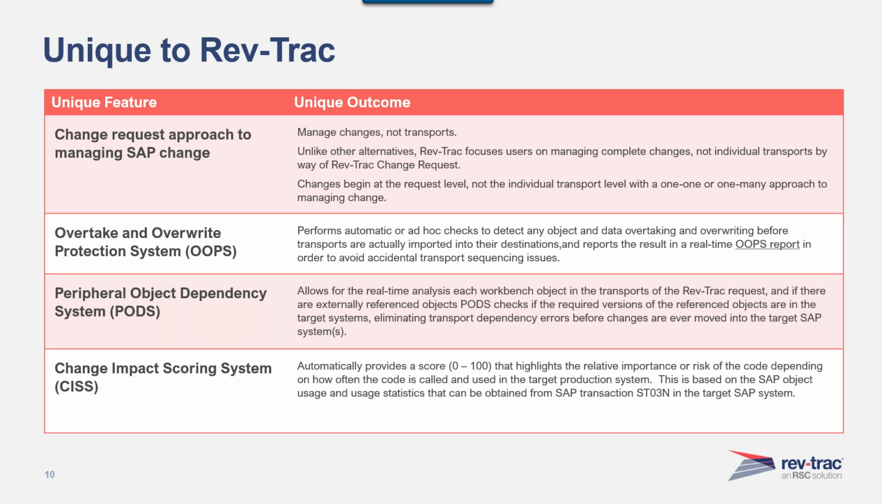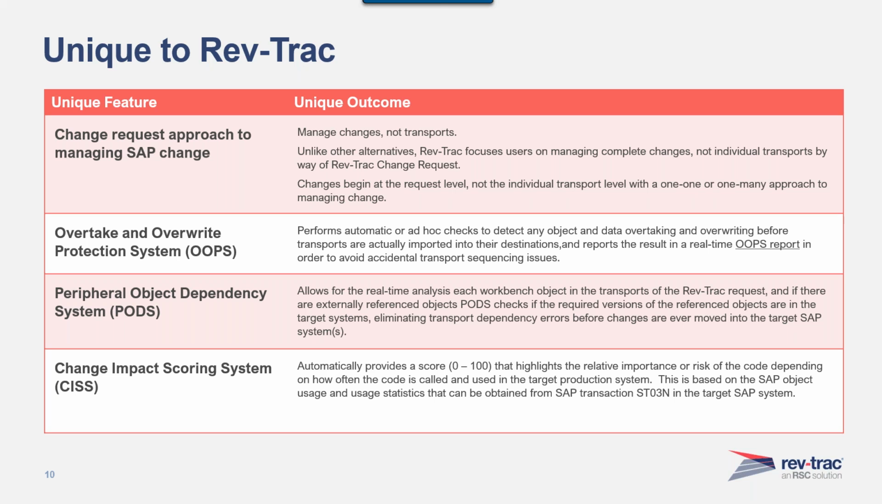The example that we do when we do demonstrations, and you can see these in recorded versions as well, is we might have a Rev-Trac with a transport, let's say, for example, that has a report in it, and that report references a table. And then in a completely different Rev-Trac in a different transport is that table. So they're separate. Ideally, they might be under the same Rev-Trac, but in this global development environment that many customers work in, many times that can happen.